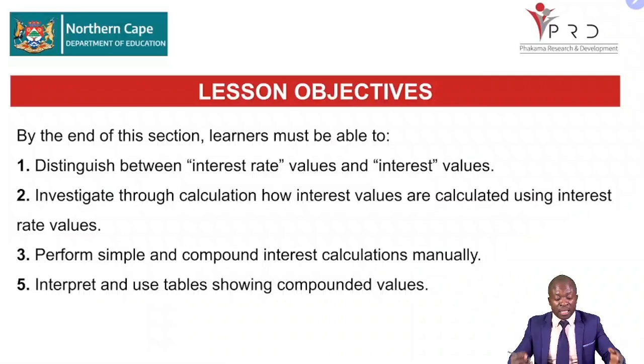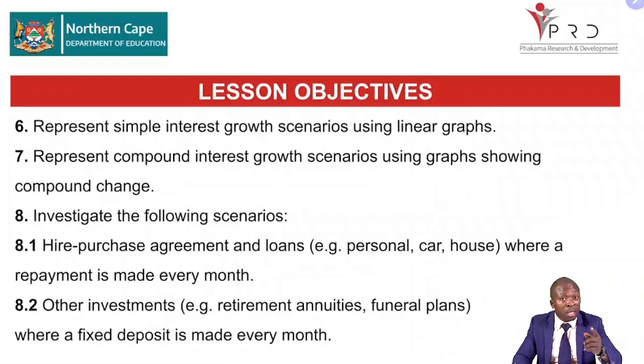You have to be able to investigate through calculations using interest rate values. You have to be able to perform simple interest and compound interest calculations manually. We are not using calculators. Of course, we use calculators, but we are not using the formulas because we believe that when you do it manually, you can see even where you made an error and then you fix it so that you can get as many marks as possible. You have to be able to interpret and use tables showing compound interest values. In some cases, you have to also get yourself ready that you will be asked to represent simple interest and compound interest growth on a chart, on a graph.